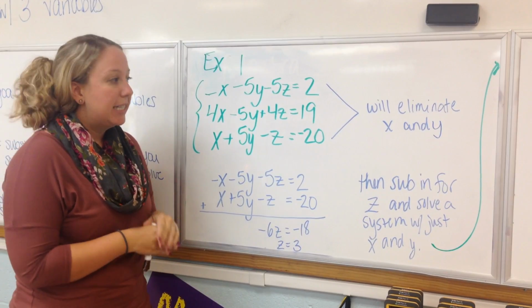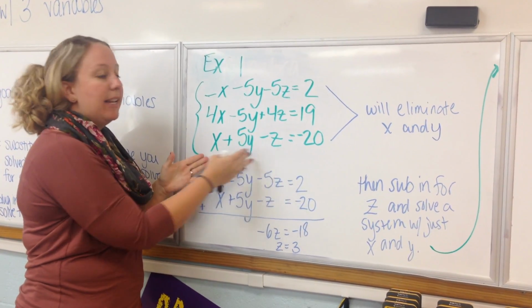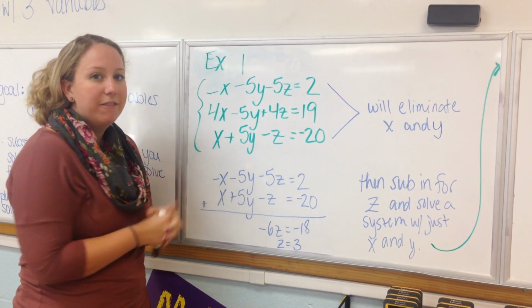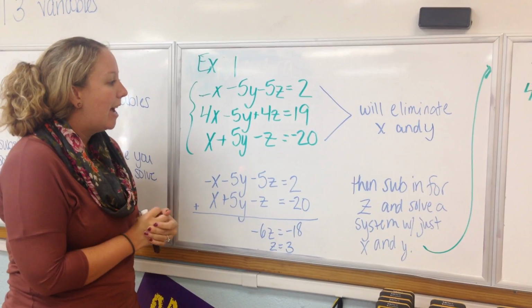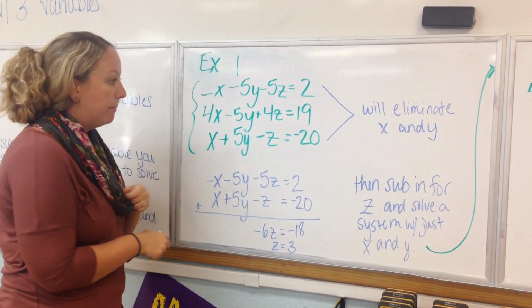You're not always going to solve for z first. Sometimes you can eliminate x and z and solve for y. Sometimes you'll be able to eliminate y and z and solve for x. It just happens that this time we're able to eliminate these two, x and y, to solve for our z.